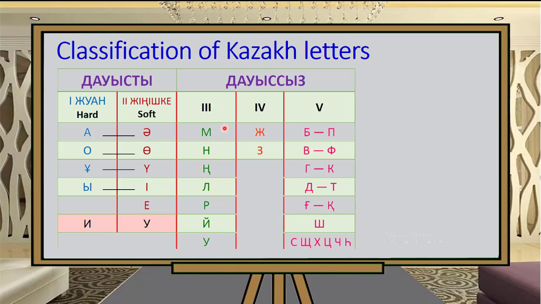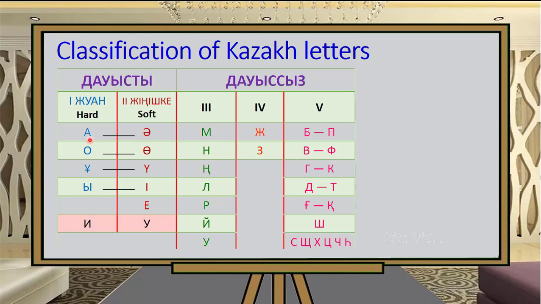For example, we should know that ma is related to the third group of dauyssyz, or we should know that ta is related to the fifth group. In today's lesson, we discuss those dauysty or vowel letters.